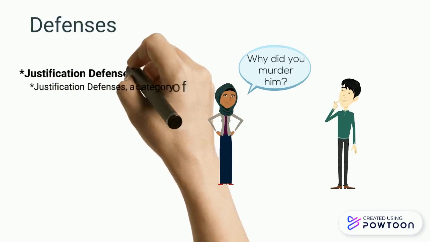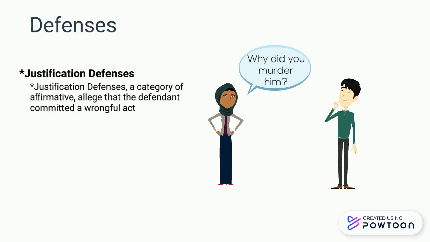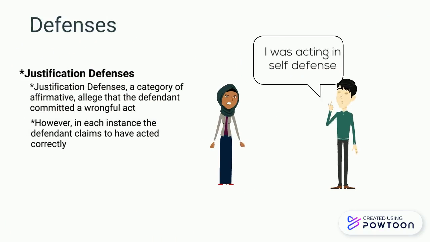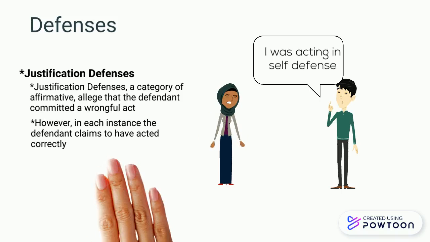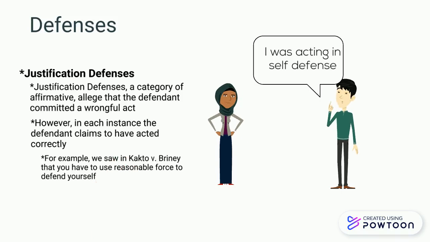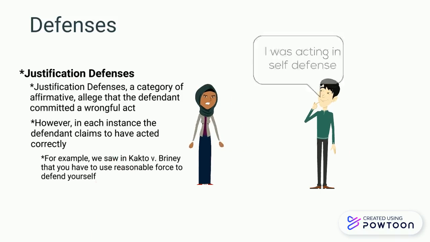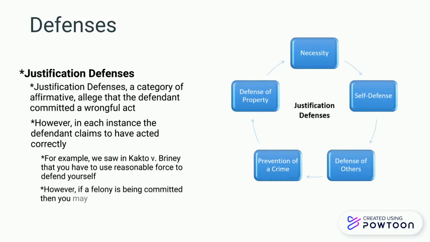Justification defenses, a category of affirmative defenses, allege that the defendant committed a wrongful act. However, in each instance, the defendant claims to have acted correctly. For example, in the case of Keiko versus Bryony, it was established that a person must use reasonable force to defend themselves. However, if a felony is being committed against that person, then they may use lethal force.